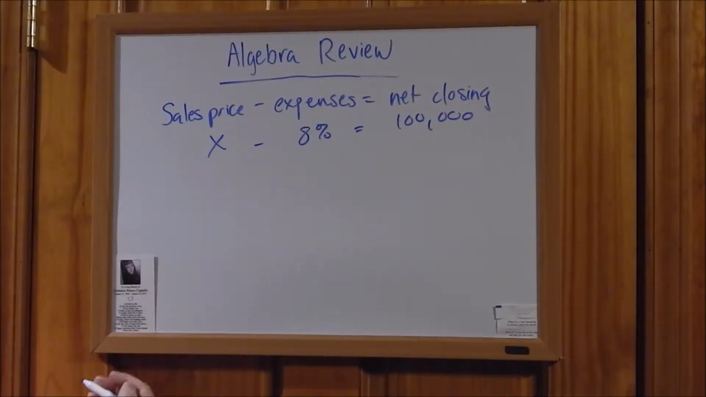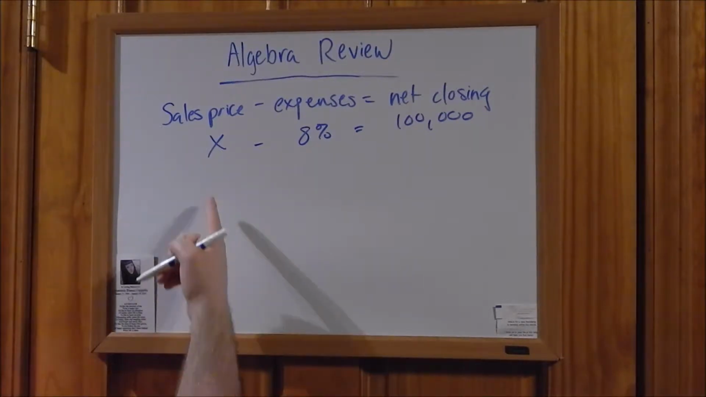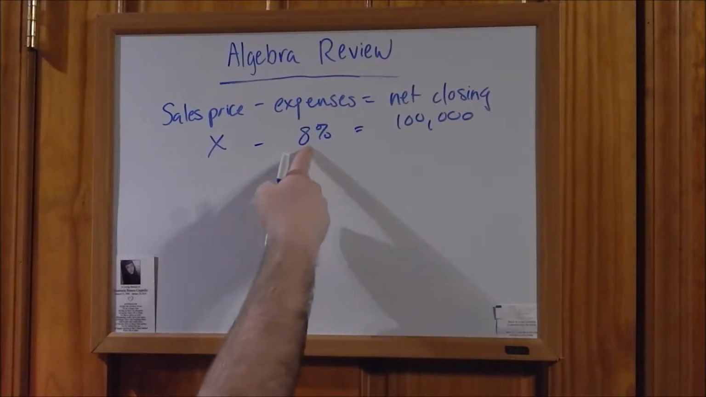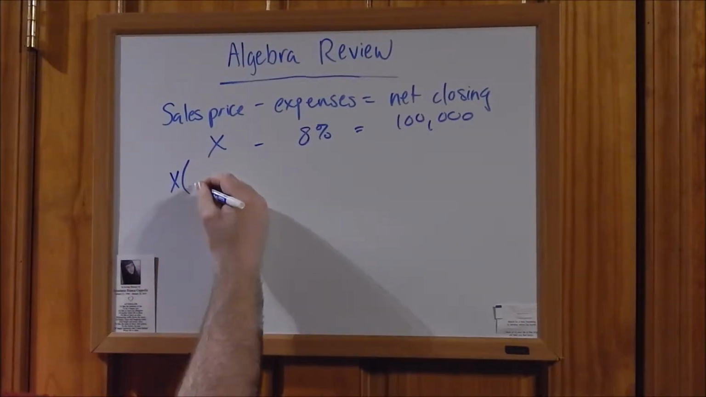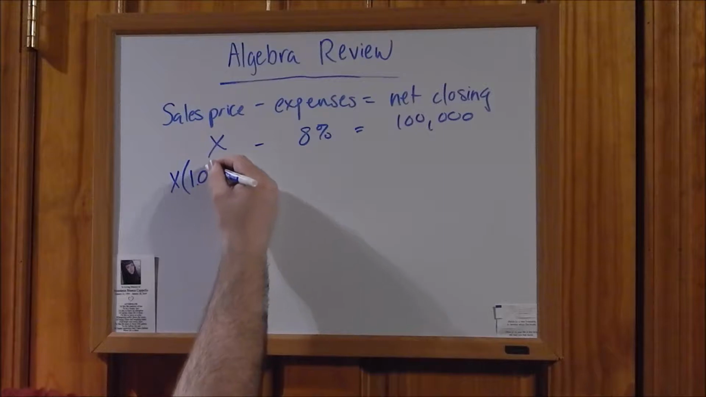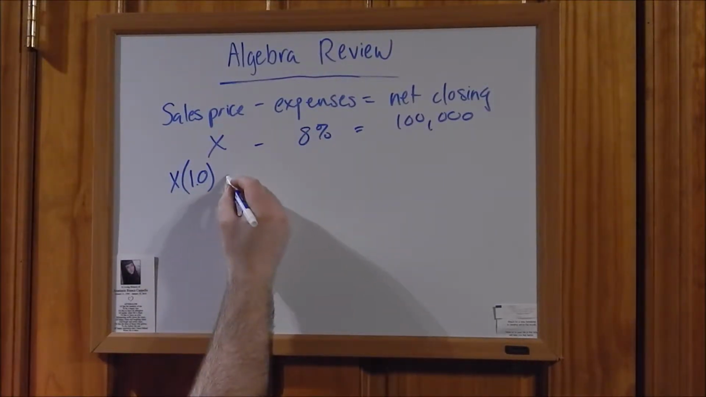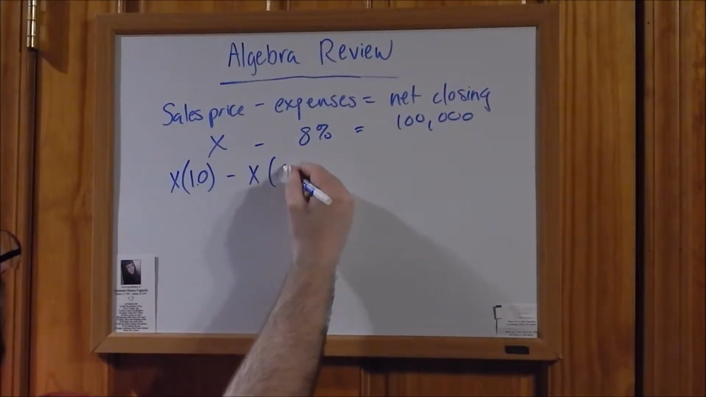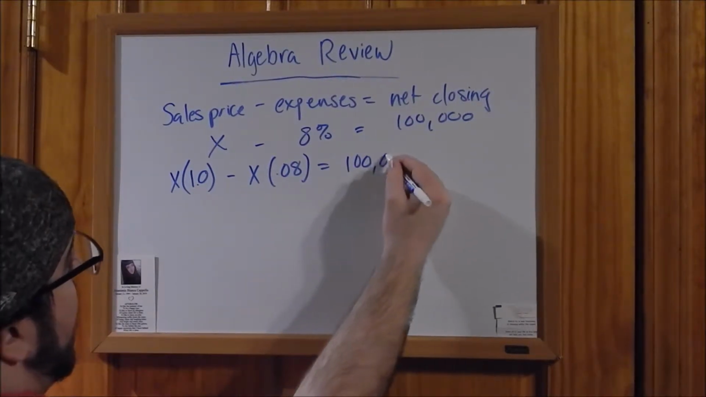Well, what we're going to have to do is think about it in terms of a multiplier, right? If we know that we need to subtract 8%, we can rewrite the equation to make it easier. X times 100%, or 1. We can multiply it by 1, that's okay, minus the 8% that we have. X times 0.92 equals 100,000.